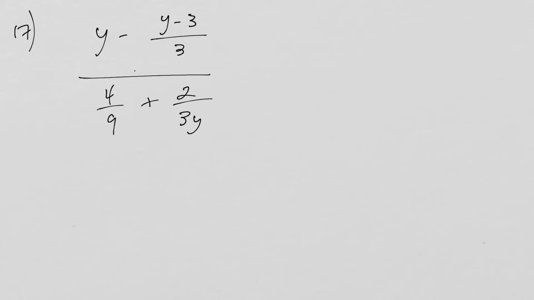Okay, in this fraction, we have 2 fractions in the numerator and 2 fractions in the denominator. If I look at all of the denominators, I can see that the LCD is 9y. So I have to take this and multiply by each of the fractions. So I'll multiply this by 9y, this by 9y, this by 9y, and this by 9y. And then I'm going to start canceling.